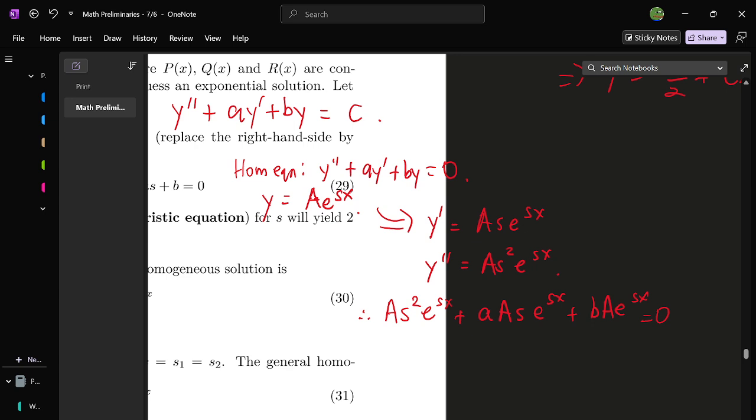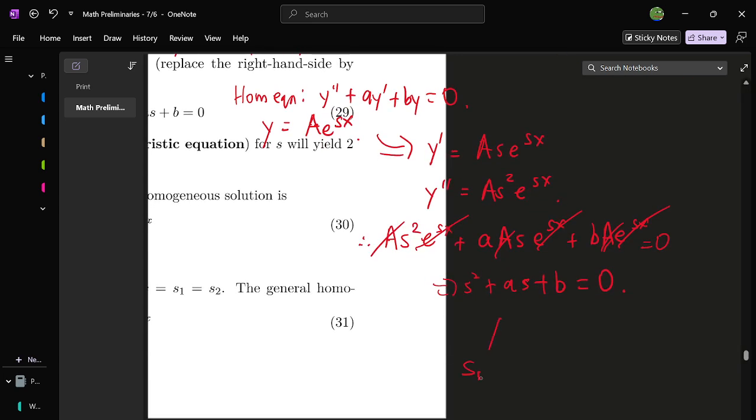Okay, by this point, you might also realize that your big A's cancel out. And because e to the power of sx can never be 0, this also cancels out. Then what you're left with is just a quadratic equation for s, which you can solve. And upon solving this equation, you get three different cases.